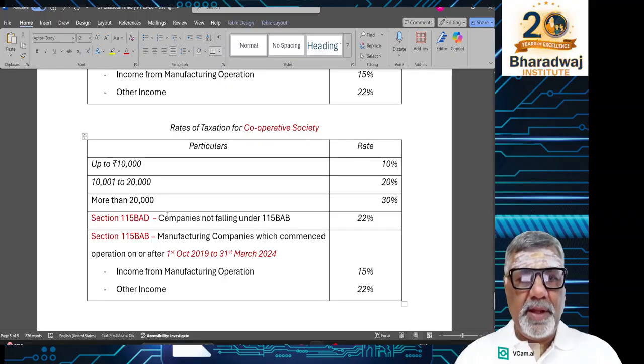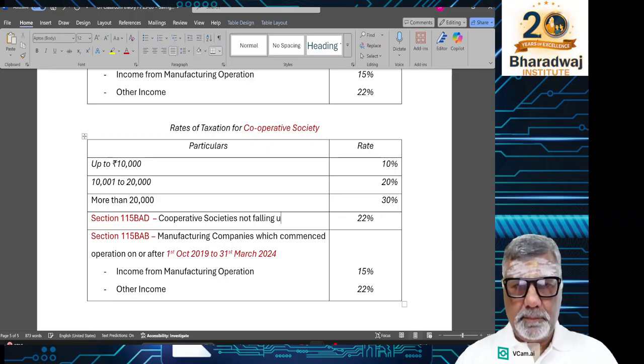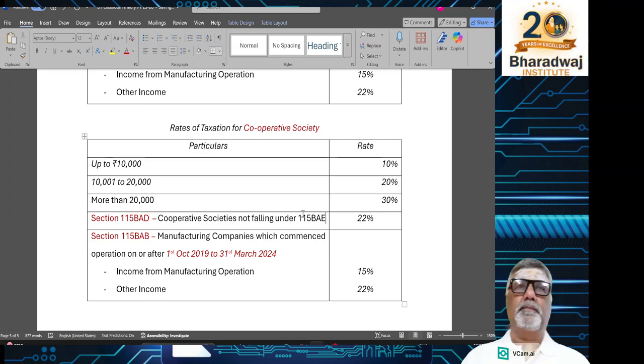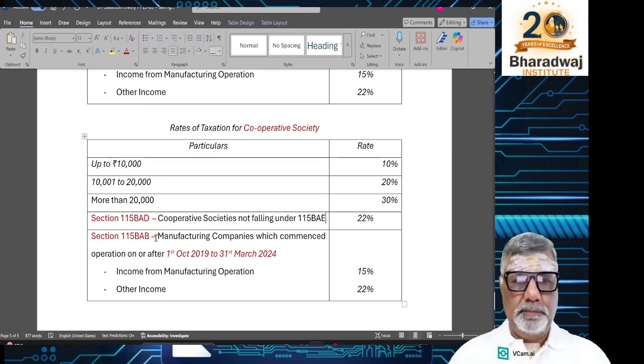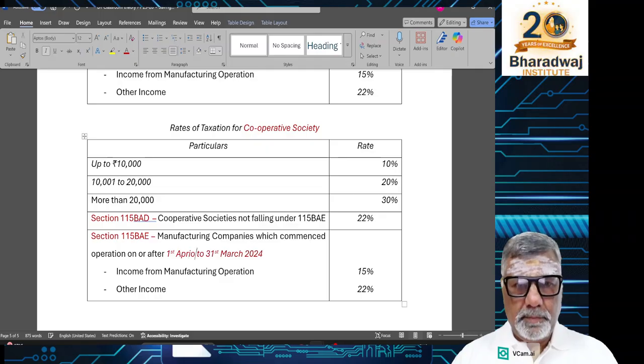BAD, cooperative societies not falling under... this was only for 1 year.